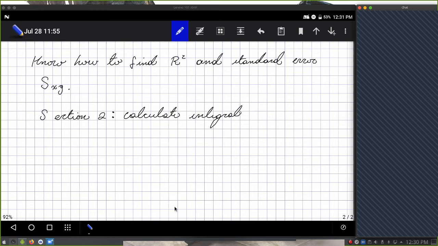So we will be calculating integrals for the second section. Section 2 has to do with calculating integrals, and they will ask you to find the solution, or I can say, solve the integral. They will ask you to solve the integral using 1, 2, or more trapezoids.